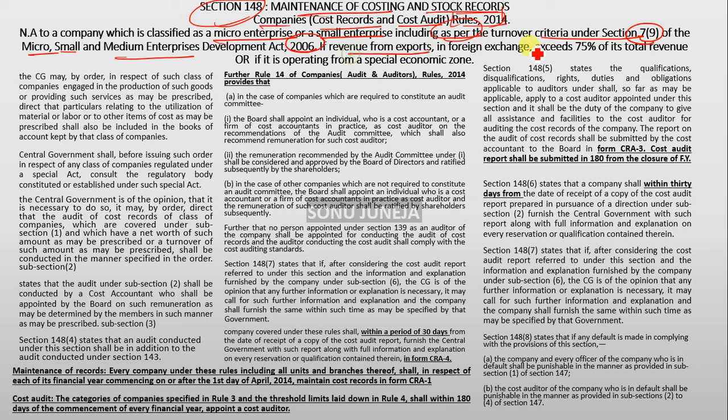If the revenue from exports in foreign exchange exceeds 75%, then too it's not applicable, or if it's operating in a SEZ. Looking forward, the CG can order certain classes of companies to provide particulars relating to the utilization of material or labor or to other items of cost as may be prescribed, which shall also be included in the books of accounts kept by that class of company. The CG shall, before issuing the order in respect of any class of companies regulated under a Special Act, consult the regulatory body constituted or established under that Act.